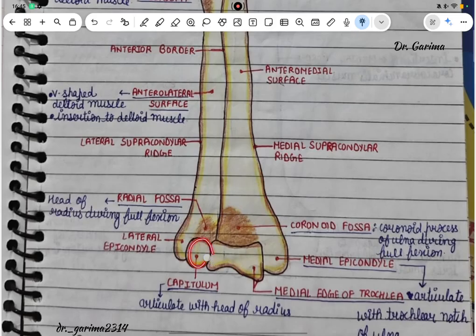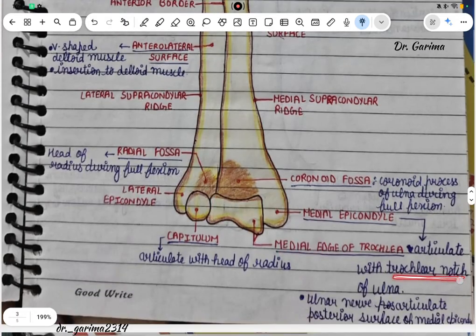And this small ball-like structure is known as the capitulum, which articulates with the head of the radius, and this structure is known as the medial edge of the trochlea, which articulates with the trochlear notch of the ulna, and the ulnar nerve passes from the posterior surface of this medial epicondyle.